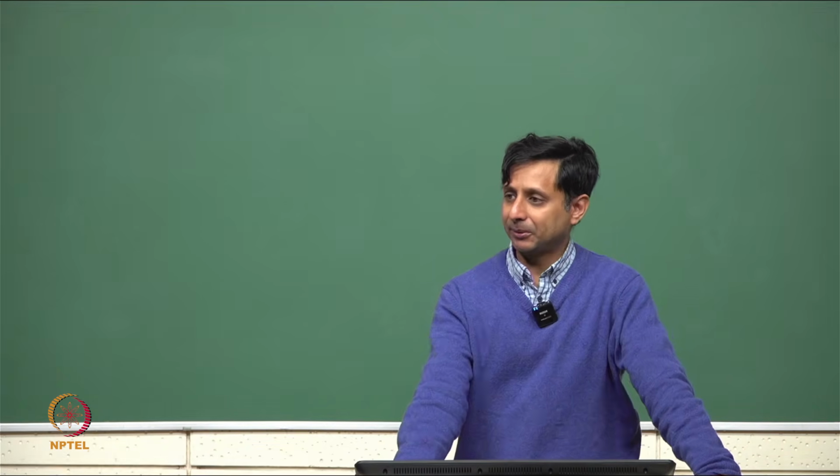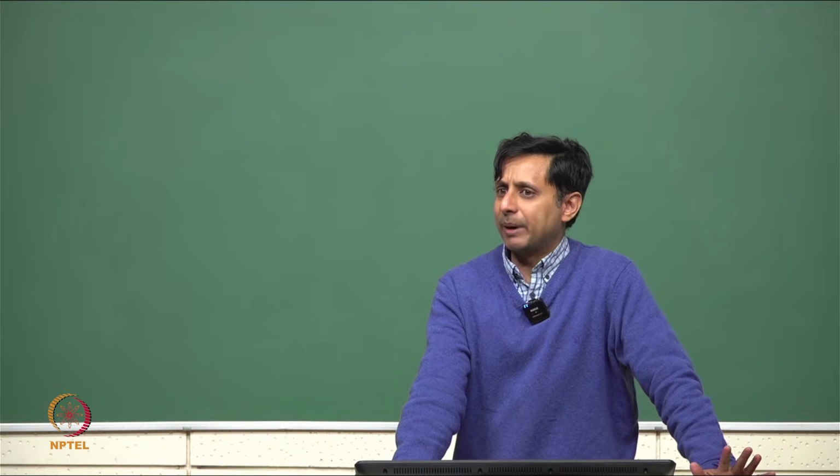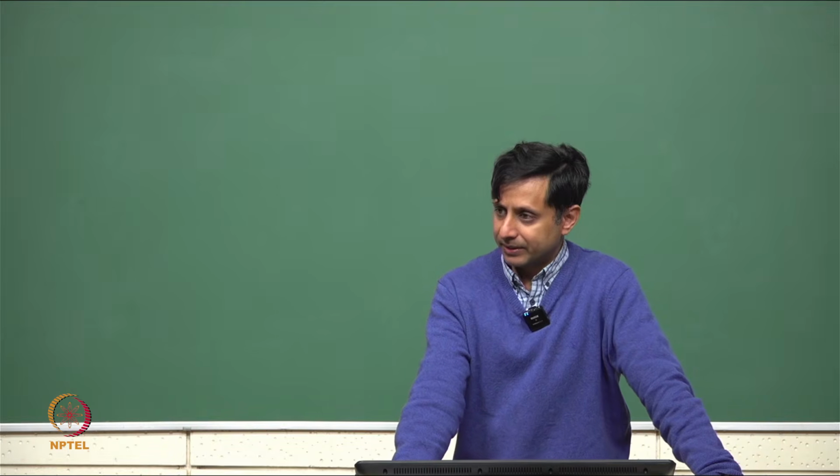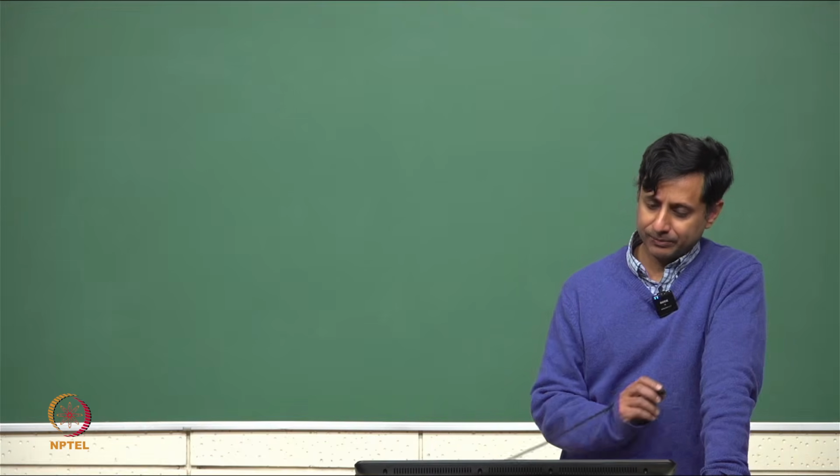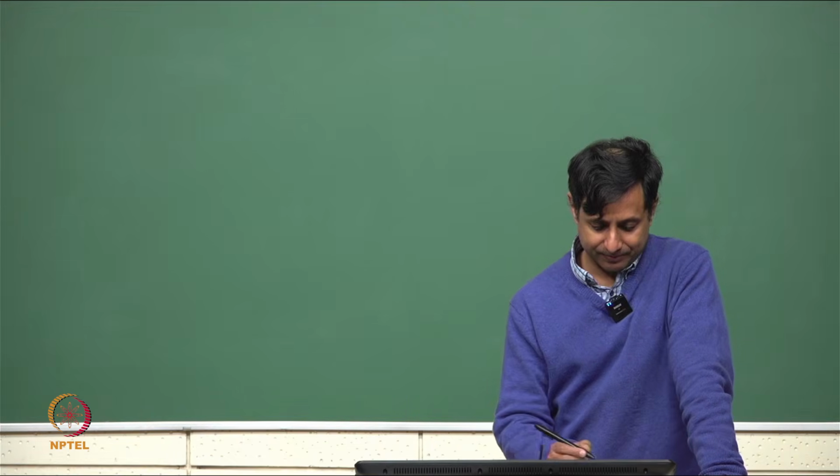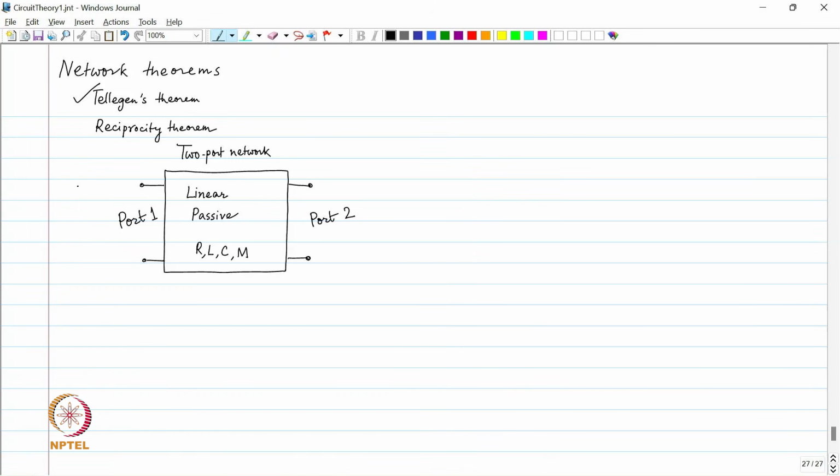Now comes the statement. The statement has two parts. I will describe it very slowly. The first part is as follows. I am going to take this two port network home and do the following experiment. I will apply a voltage source at port 1, call it V1, and at port 2 I am going to use an ammeter to measure the current.